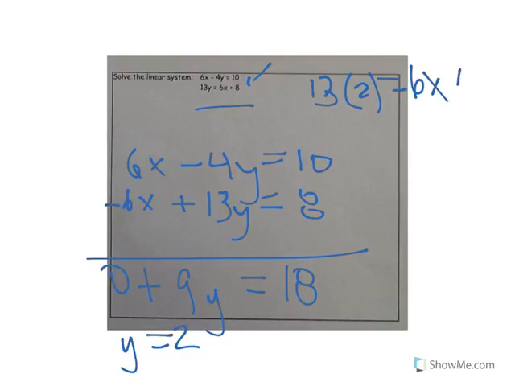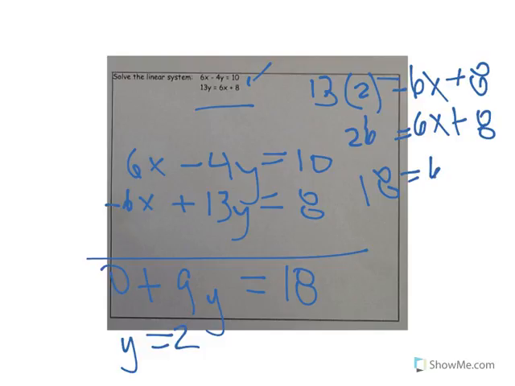So this is going to be plus 8. And so this 26 is equal to 6x plus 8. Subtract 8 from both sides, and you end up with 18 is equal to 6x. So x is going to be equal to 3. So my point is going to be (3, 2). I've got to plug that into this set of equations.